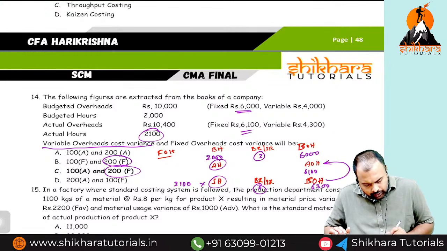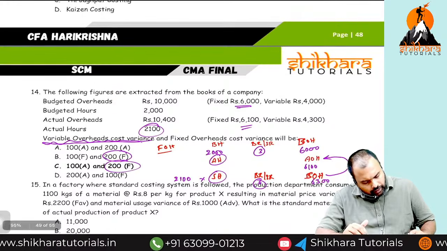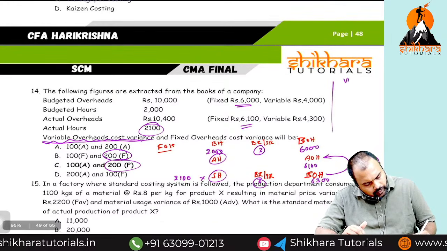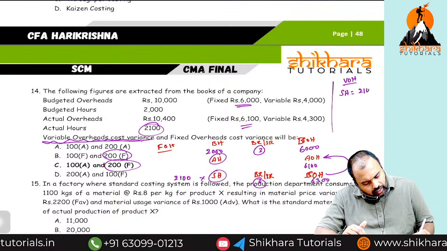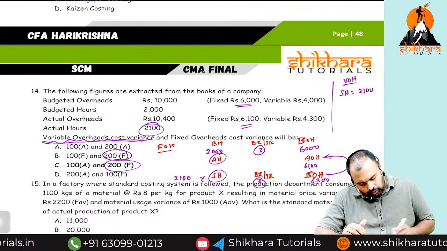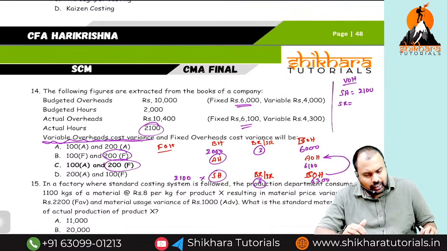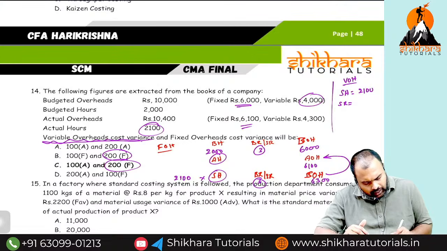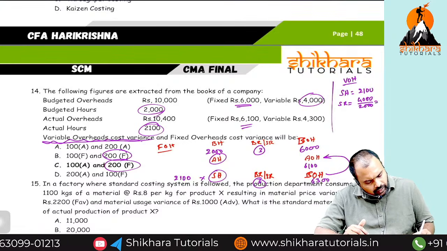Next, variable overhead cost variance they have given, sir. Similarly, variable overhead is also the same. What is standard hours? Not given. So we have to take actual hours only. And for cost variance, what is the standard rate? Standard rate is nothing but the budgeted rate, which is 4,000 divided by 2,000, which is nothing but 2.